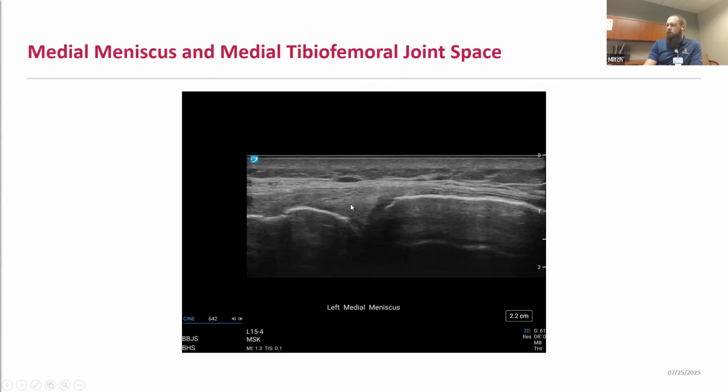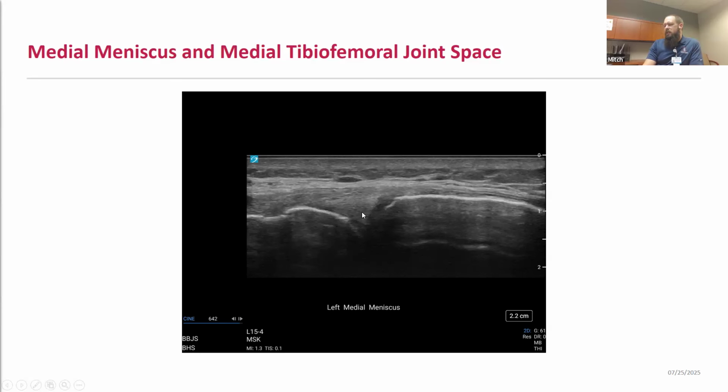In older patients with underlying osteoarthritis, you can also identify extrusion of a medial meniscus relative to the tibia. And so many times you'll see decreased joint space between the femur and the tibia, and that meniscus will be pushed out of the joint. And so those are things that you can evaluate for as well with ultrasound.